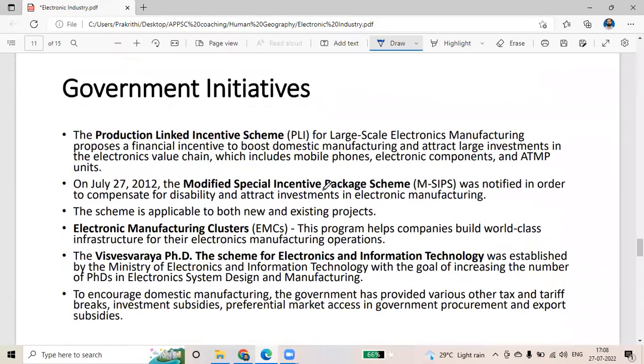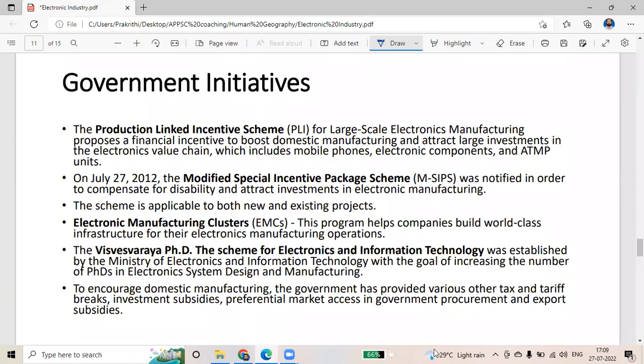Now some government initiatives. First one is production linked incentive scheme for large scale electronics manufacturing, proposes a financial incentive to boost. तो ऐसा है incentive देगा large scale electronics चीज को जो कंटिन्यू बनाता है and Digital India process, sorry, Make in India process. तो इंडिया में आकर जो बनाता है इसको तो incentives देगा, नहीं तो लैंड देगा, ऐसा बहुत कुछ स्कीम्स है इसके.